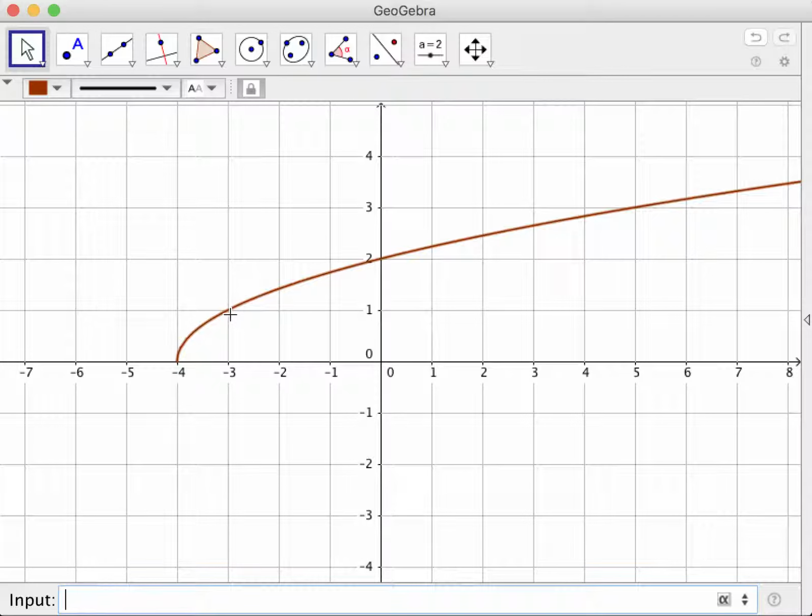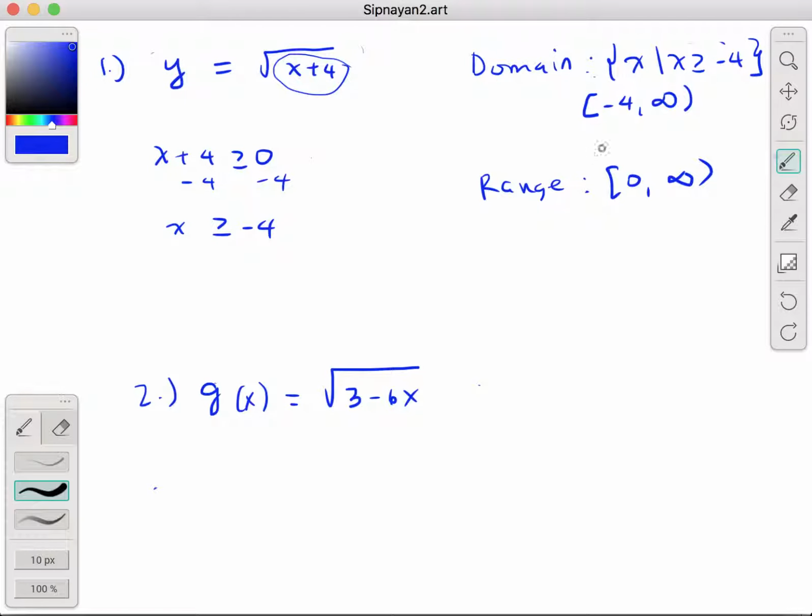Kunwari, itong point na to, asan ang x coordinate niya? Negative 3, di ba? Itong point na to, negative 2.5. So, lahat ng points na yan, yung x coordinates niya is from negative 4 hanggang pataas. So, from negative 4 to infinity, yun yung mga x coordinates, yun yung domain natin. So, correct ito, graphically, nakita natin.